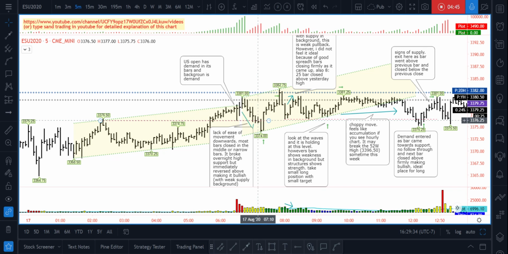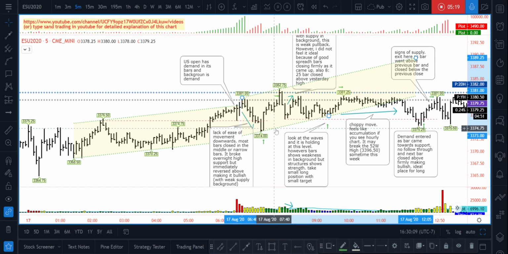Sellers are not so strong that they are pushing prices down. So the background condition is good buying and weak selling, or a lack of ease of movement. When I say lack of ease of movement, it's unable to move downwards easily because the buyers are also pushing from this side. And then what happens suddenly? It suddenly breaks down the support and closes firmly below this support line.